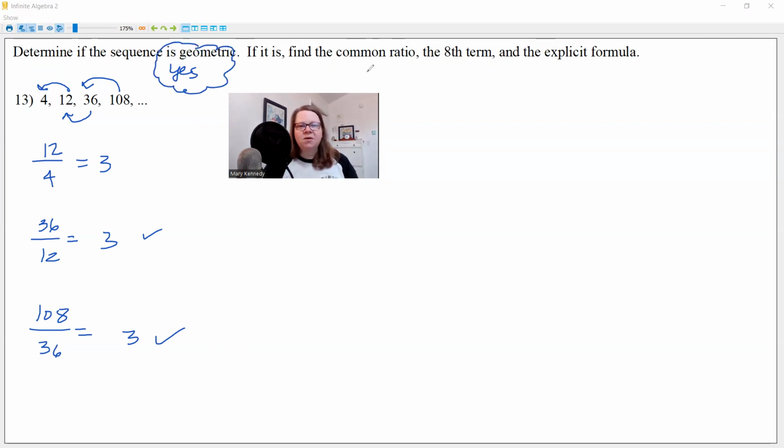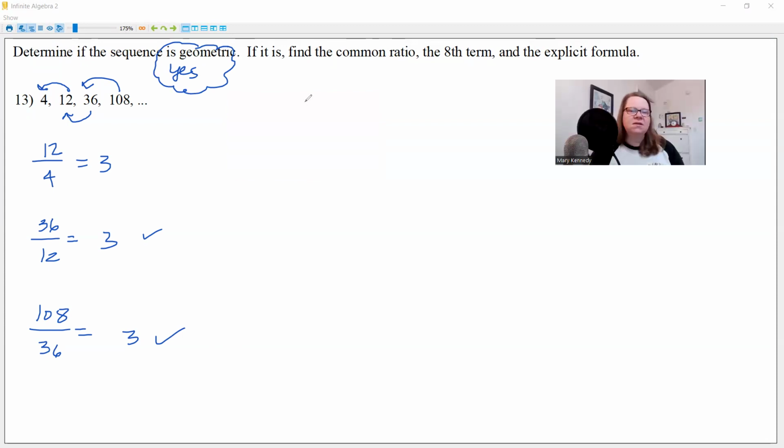The common ratio we actually just found, common ratio is 3 because that is the rate at which the sequence is increasing. By multiplying by 3, we're getting the next terms. Okay, we're going to find the eighth term and the explicit formula. I always find the formula next.